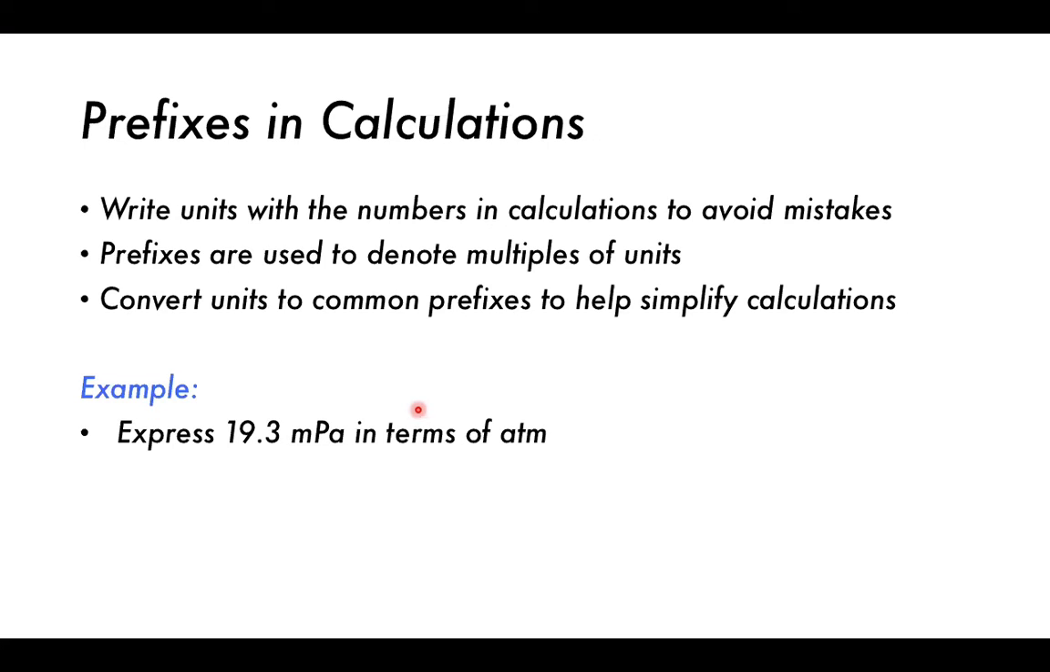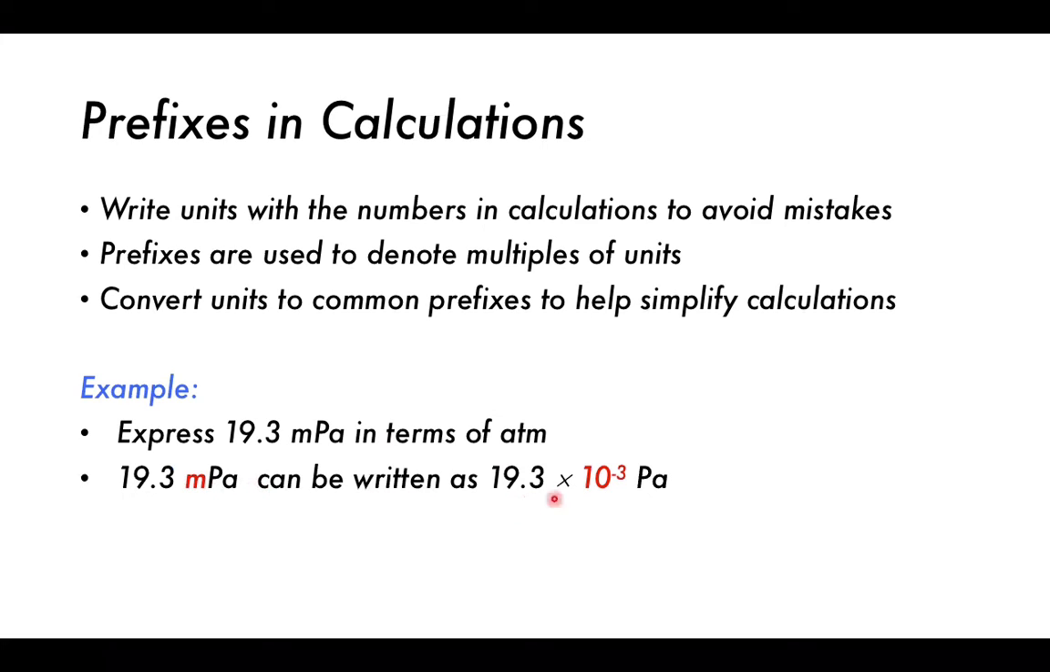So for example, if we have 19.3 millipascals, we want to express this in terms of atmospheres, which is another measurement of pressure, especially derived for gas pressures. So 19.3 millipascals, so this m is highlighted. This is one of our prefixes. It is a smaller prefix, and so we can then write that as 19.3 times 10 to the minus 3 pascals. And so those pascals can be more easily converted to the atmosphere.